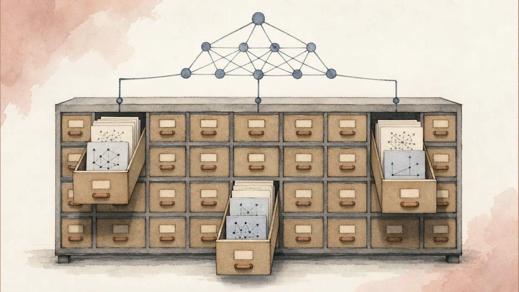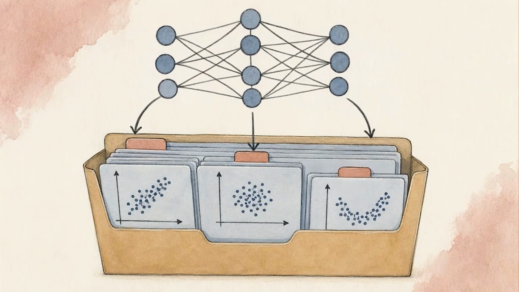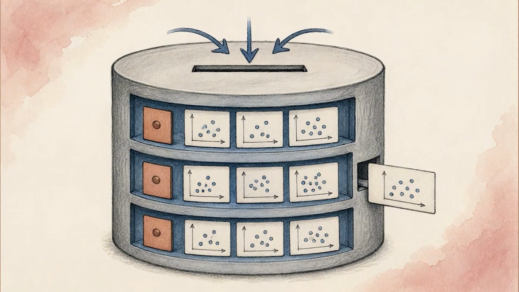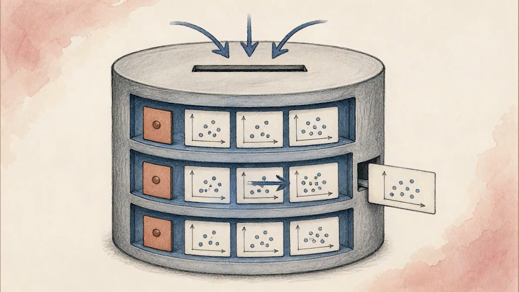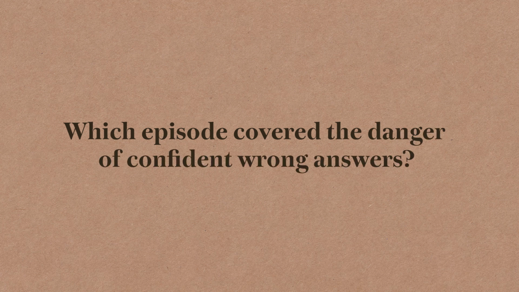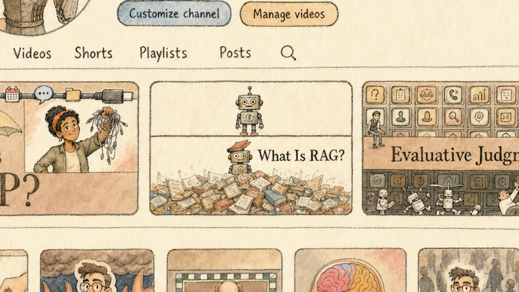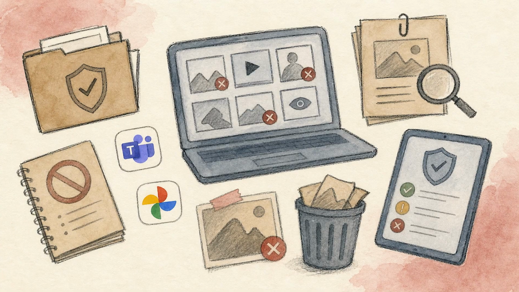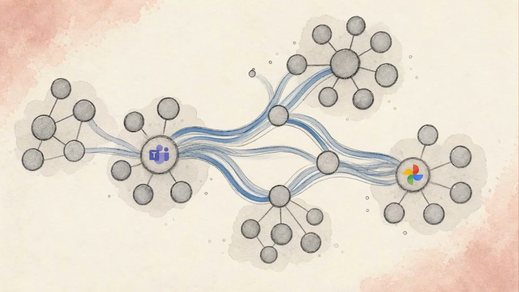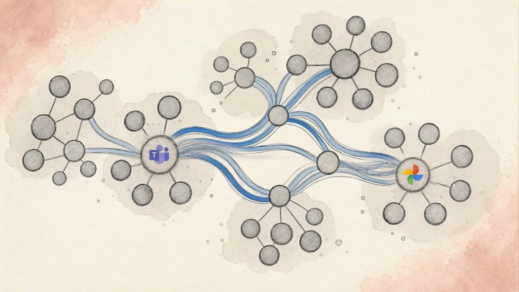That pattern works for anything: documents, research notes, every script you've ever written, images, like I said before. Give them coordinates and you can search specific things like which episode covered the danger of confident wrong answers. And it can find the right one, even if you didn't use those exact words. In Teams or Google Photos, you never triggered any of it. You didn't create those embeddings. The embeddings happened the moment the content arrived. Someone else built out that pipeline.